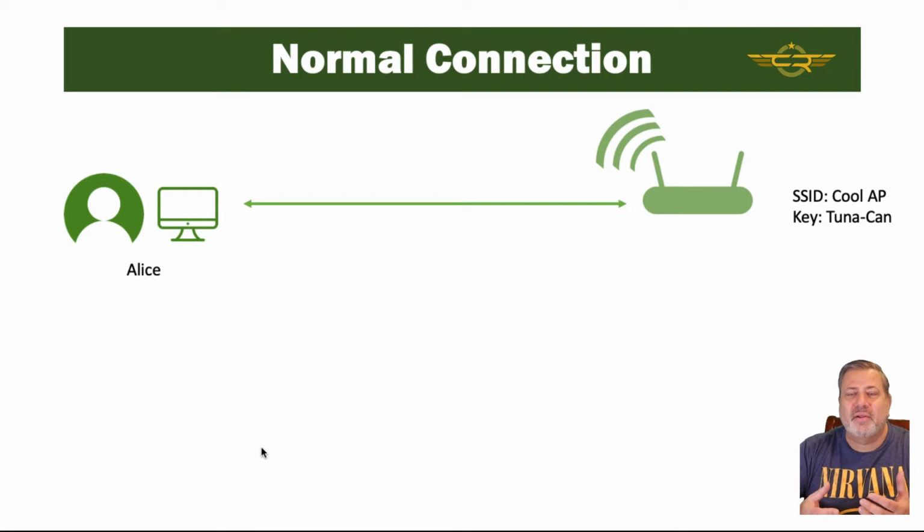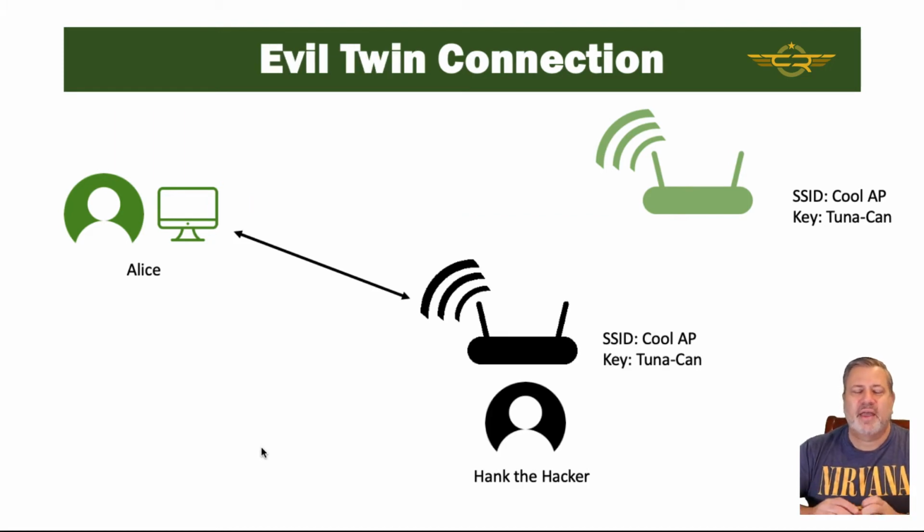So in this case, we see Alice. She's connected to the enterprise access point with the SSID of cool AP. That's our cool access point. And it has an encryption key of Tunican. If Hank the hacker can place an access point somewhere closer to Alice or with higher signal strength than Alice, normally Alice will not associate with the weaker access point. Her computer will associate with the access point with the stronger signal.